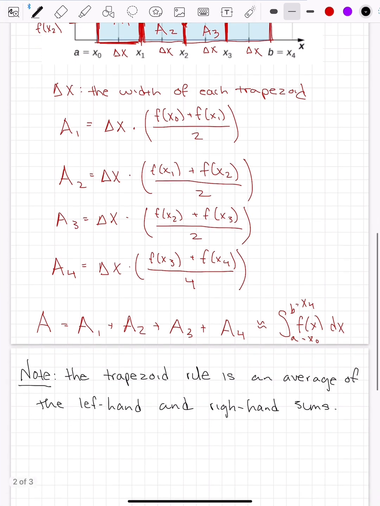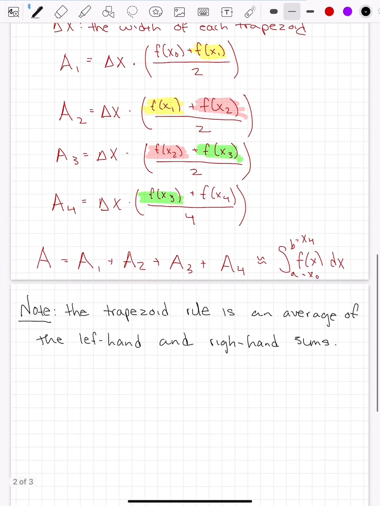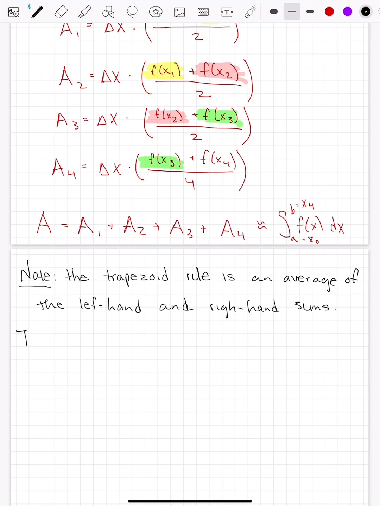And why is that so? Well, if you notice, all of these inner heights here, oops, what happened? Are used twice, right, except for the very first and the very last one. So when we go to write the trapezoid rule in the formal statement, we're going to see this at play here.